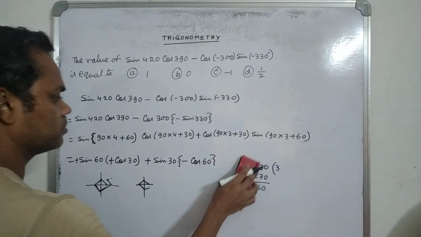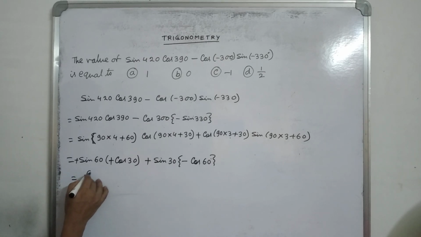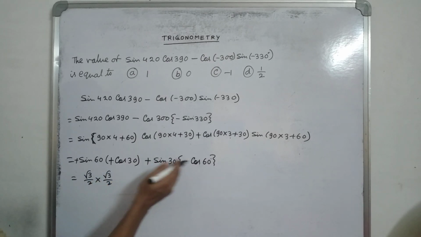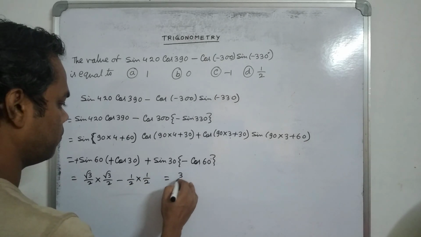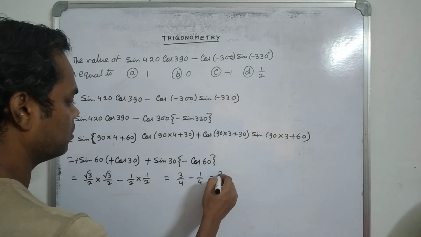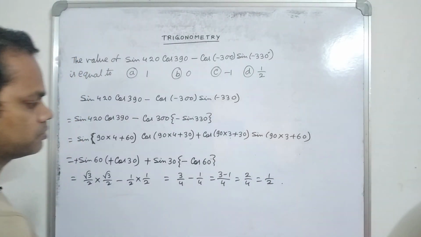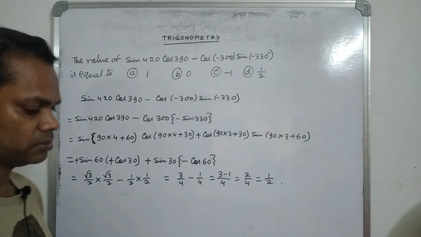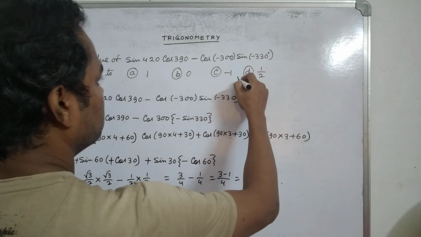So sin 60 is root 3 by 2, cos 30 is root 3 by 2, minus a plus a minus, sin 30 is half, cos 60 is half. So this is 3 by 4 minus 1 by 4, which is 2 by 4, and this becomes half. This is the final answer of this sum, and option D is correct.